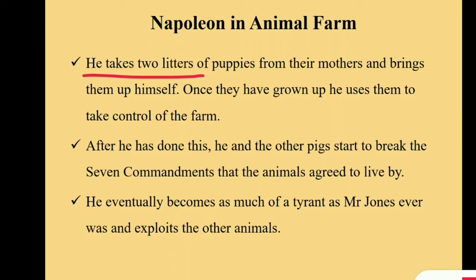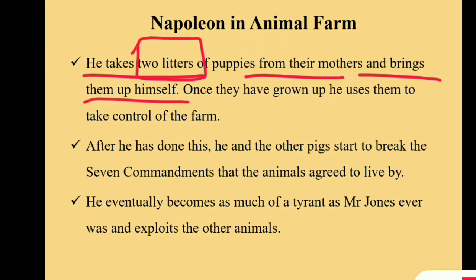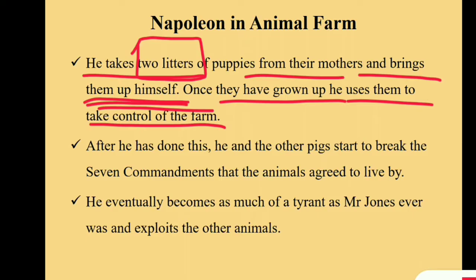He takes two litters of puppies from their mothers and brings them up himself. Two young puppies from their mother, and he raises them. Once they have grown up, he uses them to take control of the farm. Here, for his own selfish needs, he provided shelter and food to these litters. And then later on, when they grew up, he took advantage of them.